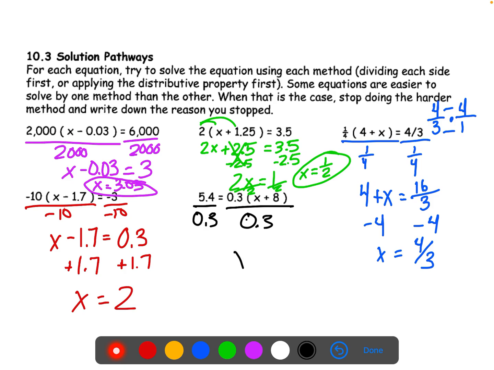Okay, that's going to leave me with one group of x plus 8 equal to, and this might be the chance for you to grab a calculator, but 5.4 divided by 0.3 equals 18. Now, if I subtract 8, I can see that x equals 10. All right.